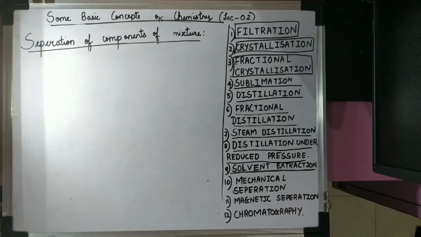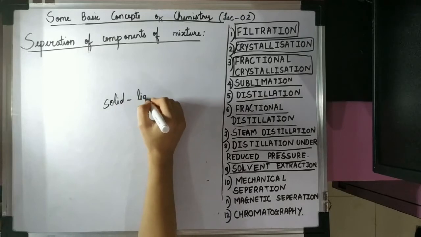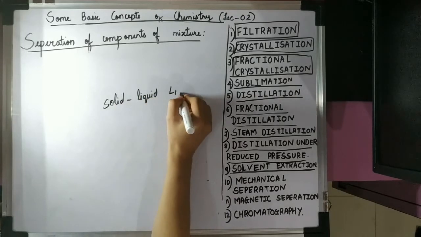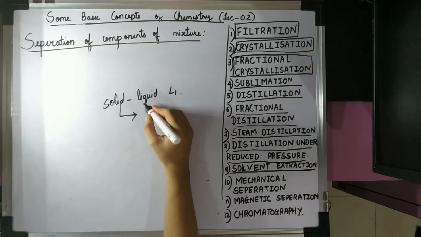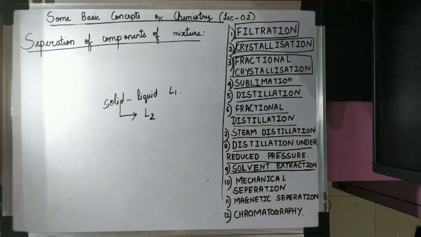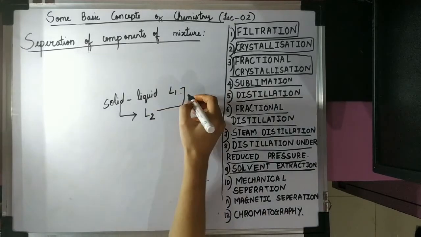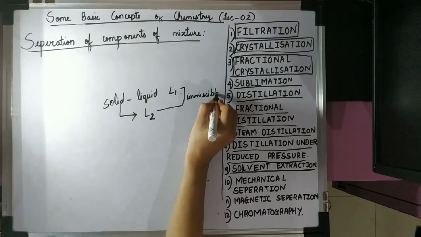Now next, which I was talking about, is solvent extraction. What do we do in solvent extraction? Suppose a solid is present in a liquid. Let's say that liquid is L1. This solid can be separated from this liquid using another liquid L2, in which the solid is more soluble. And these two liquids are immiscible with each other, right? Only then can we use this technique.